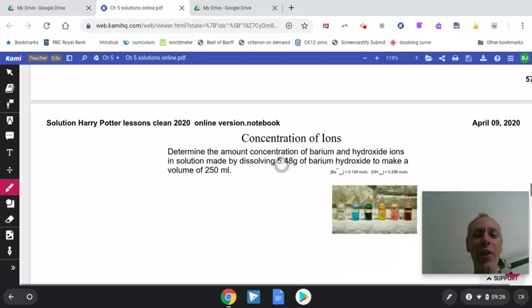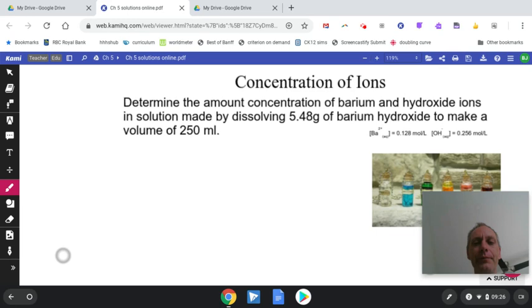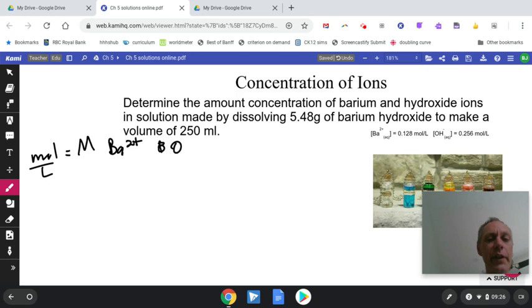Okay, third example. So this one is a little trickier. I'm just going to enlarge this a bit. Determine the amount concentration of barium and hydroxide ions. Okay, so again, we're looking for the moles per liter, or the molar, same thing, of barium ions and hydroxide ions. So it looks like the last question. The only difference is they didn't give us the concentration of barium hydroxide. Instead, they gave us the mass and the volume.